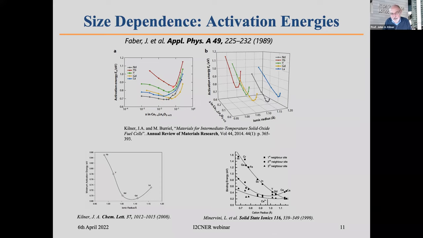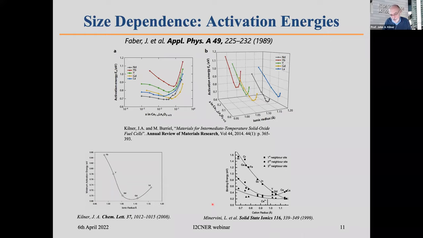So what we did was to take this data and then plot it three-dimensionally by adding the ionic radius of the substituent that we put into the ceria lattice. And when you do that, you see that another minimum emerges. It's the minima in these concentration minima. And if we plot that out now as the minimum in the activation energy from here versus the ionic radius, we can see we come to a minimum point at around gadolinium addition into the ceria lattice.